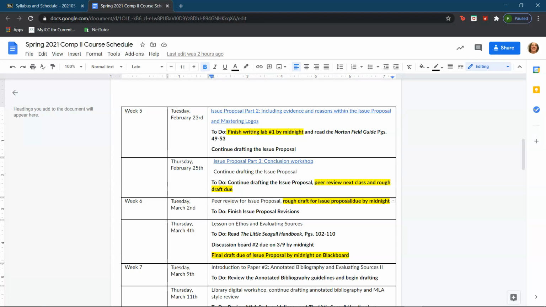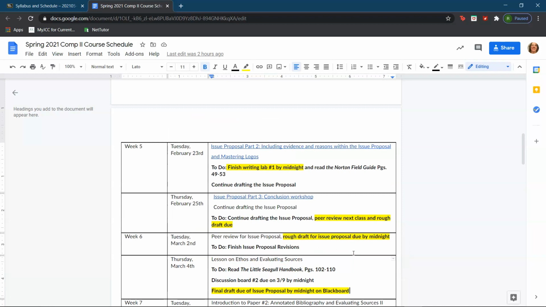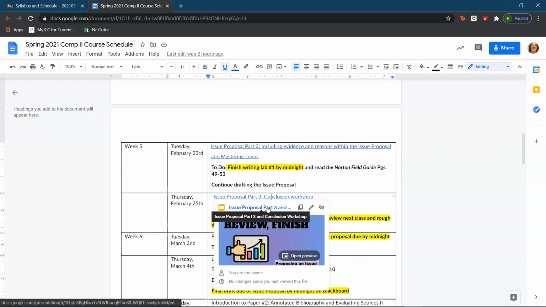And the rough draft for the issue proposal will be due by midnight on Tuesday, March 2nd. And then March 4th is when the final draft of the issue proposal will be due by midnight. So that is pretty much what we're working on. So what we're working on today is the issue proposal part 3 and the conclusion workshop.